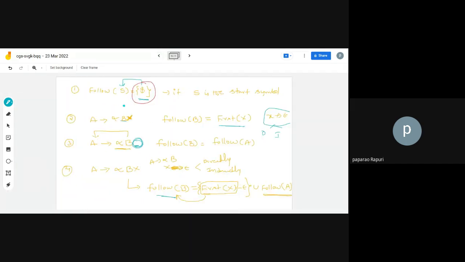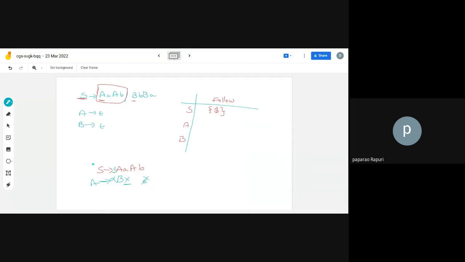In that case, what do we have to write? Follow of B is equal to first of X. First of X means small a. First of small a means this is the terminal. So that is the thing we will get. So that means small a.